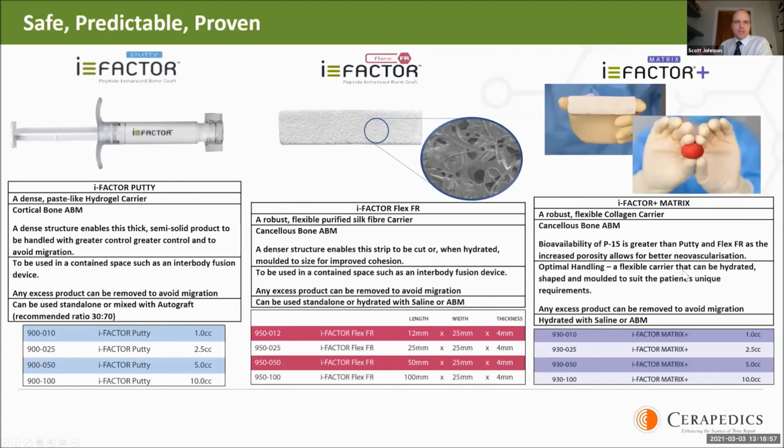So that's just a very quick snapshot of iFactor, some of the basic science, and also leading into the evidence. All of the preclinical information and data supporting iFactor applies equally to all of our products. So iFactor putty, FlexFR, and also iFactor plus matrix. Not all of these products may be available in your own territory. However, all of them contain the same P15 peptide technology, which underpins iFactor.